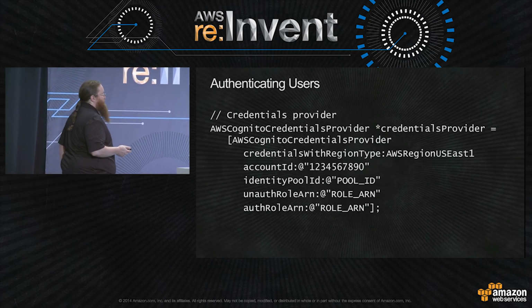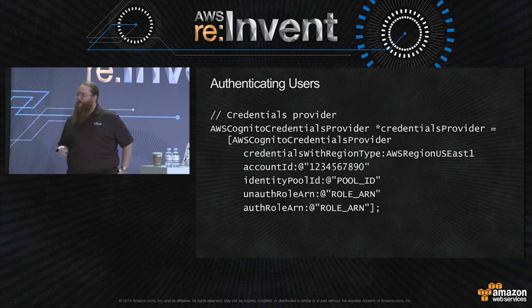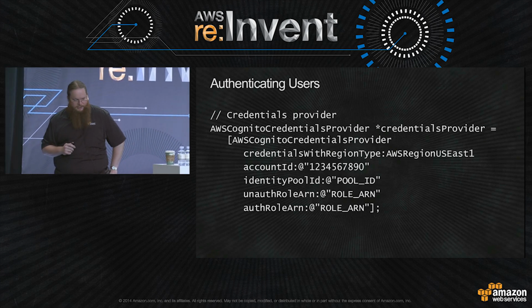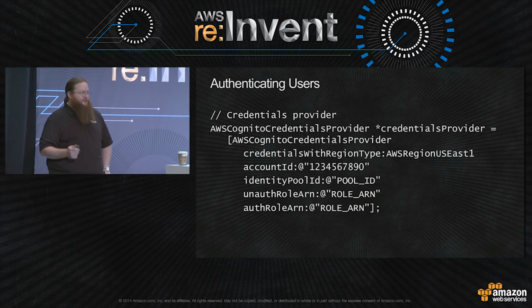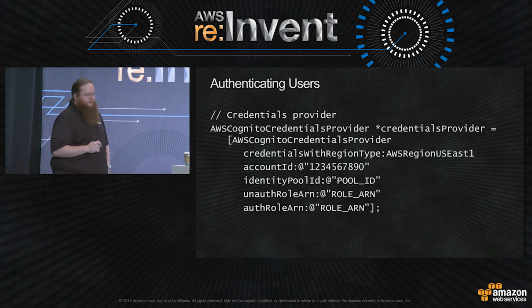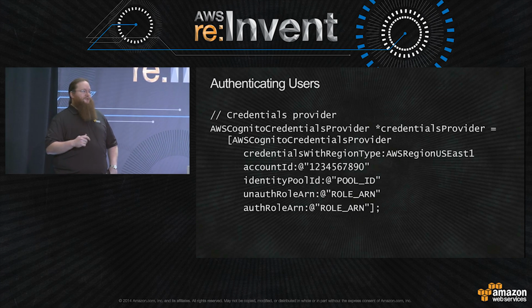So let's just review some of the code that we actually put in. We created our credentials provider, and the credentials provider has 5 properties that we assign to it when we create it. The first is the region. Cognito is available in US East 1 and EU West 1 currently, and that will decide which region we hit and where our identity pool is.